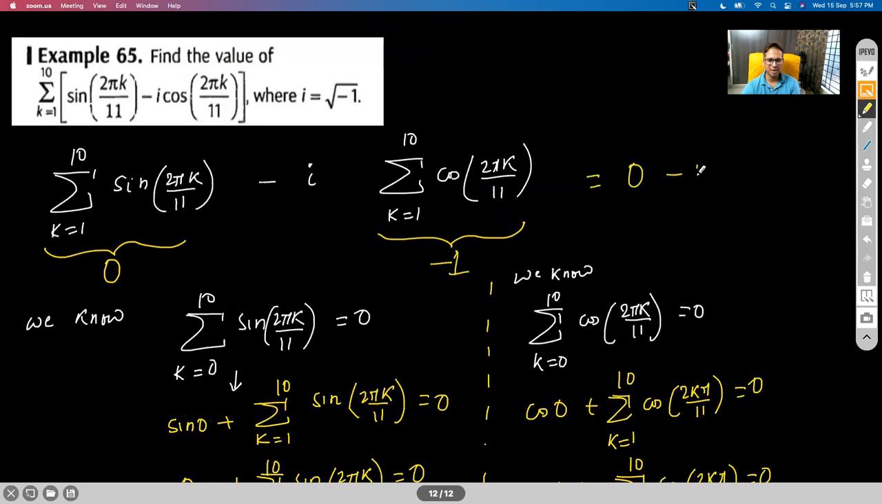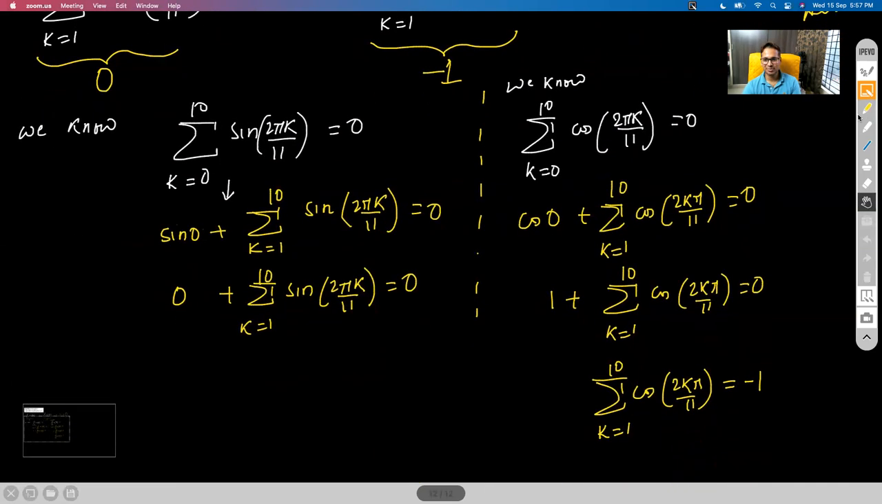So your answer will be 0 minus i times negative 1. Answer is i only. This is your answer. Is it fine? Any questions, any concerns with the solution? Please do let me know. Is that fine?